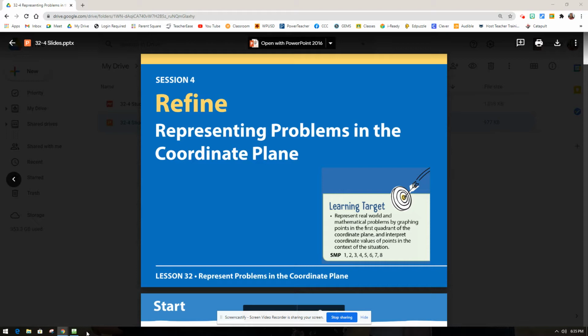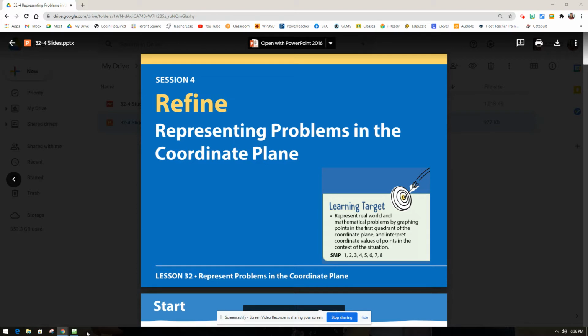Today is our refine session where we're taking everything that we've learned about representing problems in the coordinate plane and putting it together. We've learned so much about the coordinate plane over the last couple of weeks, and so it's really fun to be able to take real world data and to show how we can put that data into a coordinate plane using tables, using ordered pairs, having a geometric shape in a coordinate plane. It's really cool, all of the things that we can do with it. And so we're going to take all that we've learned and put it all together today.